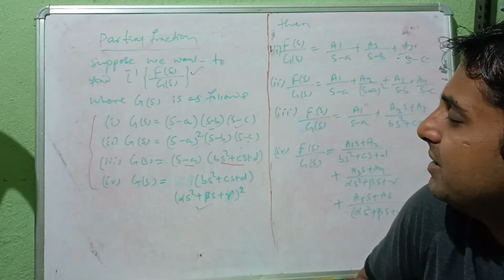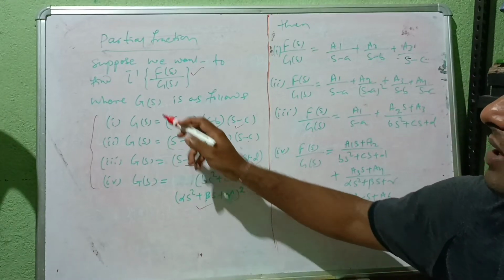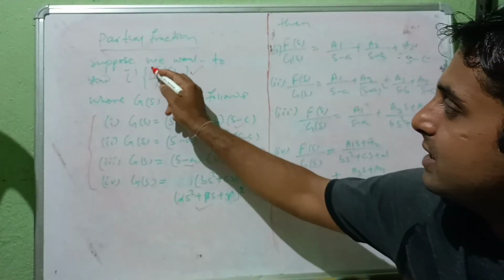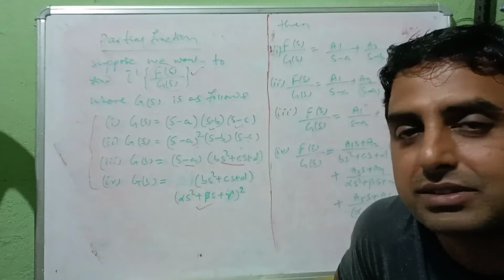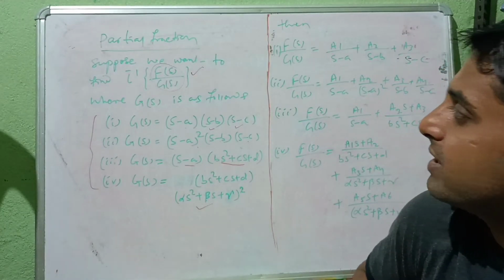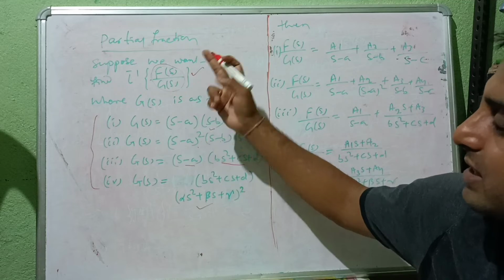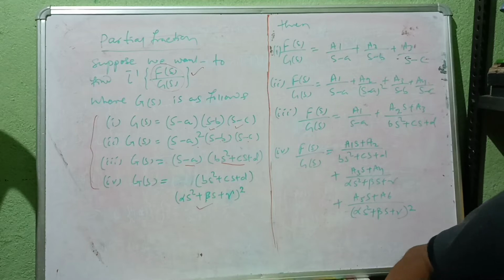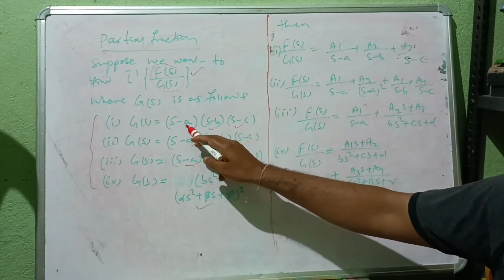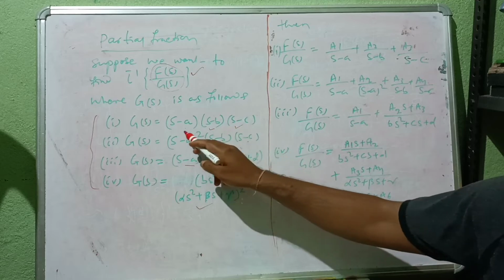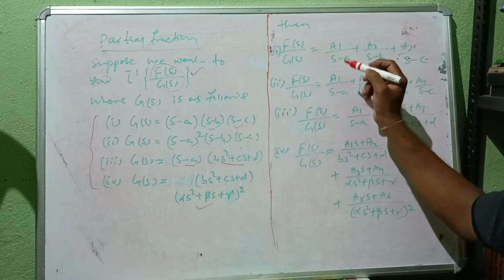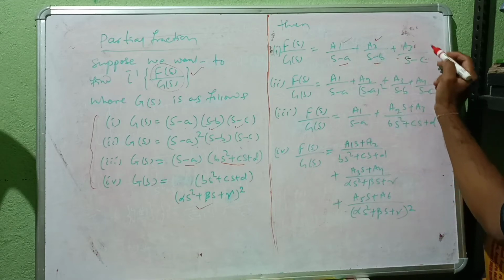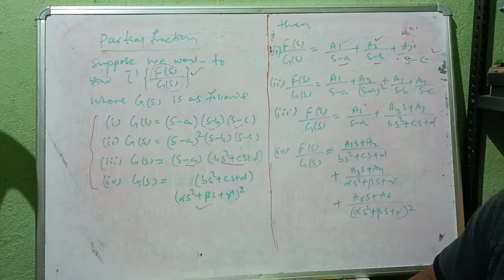Okay, so if g(s) is in this form, how can we find the Laplace inverse of this? Generally we can solve the Laplace inverse of f(s) by g(s) by writing f(s) by g(s) as a sum of partial fractions. So how can we write f(s) by g(s) as partial fractions if g(s) is in this form? Check: if it is only a product of linear factors, then just write f(s) by g(s) equal to some constant over (s minus a), plus some constant over (s minus b), plus some constant over (s minus c). Clear?